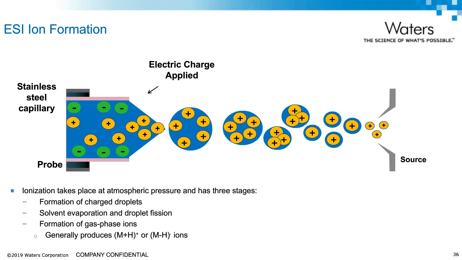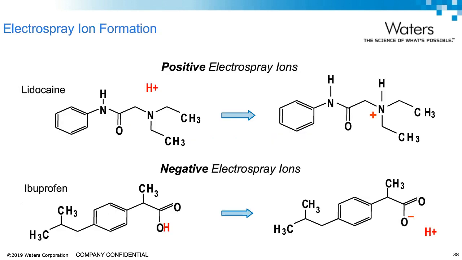A positive ion is produced in electrospray when a proton, shown in red, or an adduct is added to a molecule. Most commonly, that is a proton, but other adducts can be formed with ammonium ions or sodium ions, for example. A negative electrospray ion is produced when a proton is removed from a molecule, as shown in the bottom of the slide.